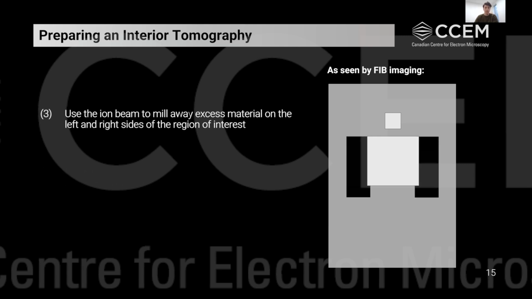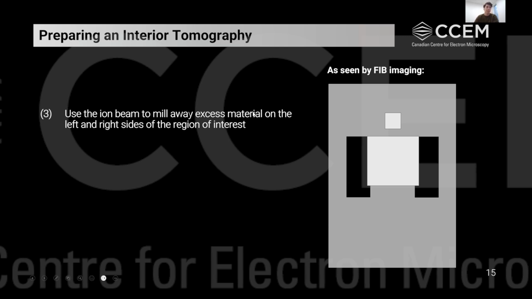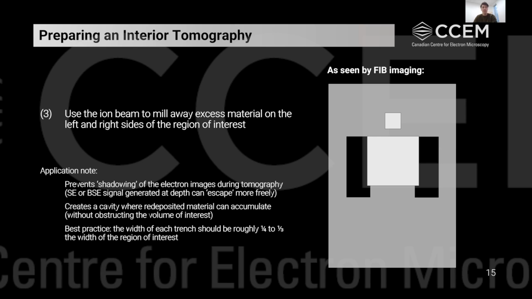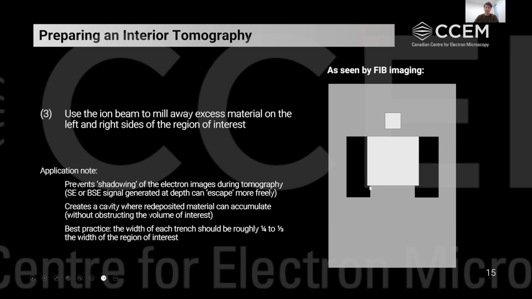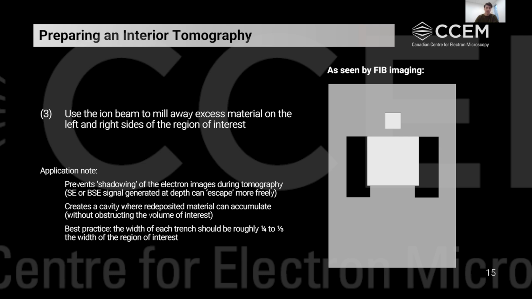Once we have our 2 deposits down, we're going to retract that gas injection system, and we're going to use the ion beam to mill away excess material on both the right and left sides of our region of interest. This is going to help prevent the shadowing effect on our electron images during the actual image acquisition portion of the tomography run, meaning that electrons generated from the electron beam at higher depth have a better line of sight to the detector, and that eliminates shadowing effects that we can see in our images.